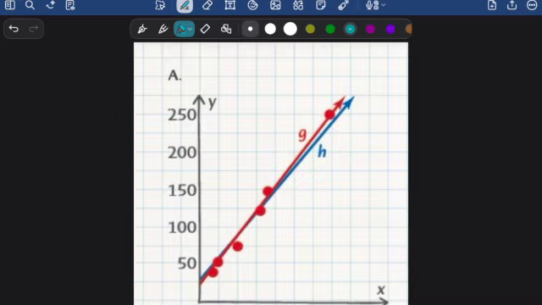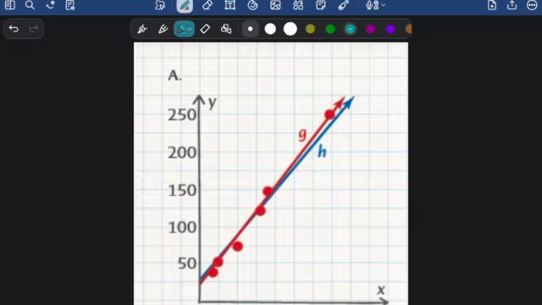So the red line only has one data point that is not touching the best fit line. The blue line for h of x has two that are not touching the line. So which one do you think is the better line that fits that data set? Well, we could probably say g of x, because the red line seems to touch or go through most of the data points.